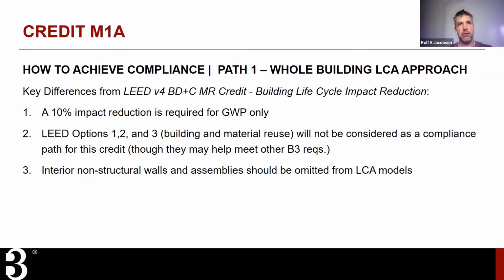So generally, this path follows the LEED life cycle impact reduction credits. But in this case, there's a 10% impact reduction required for GWP only. In addition, LEED options 1, 2, and 3, which are really focused on building and material reuse, are not going to be considered for compliance in our program, at least when it comes to meeting M1A.